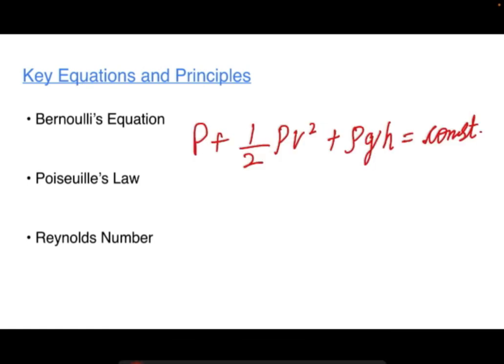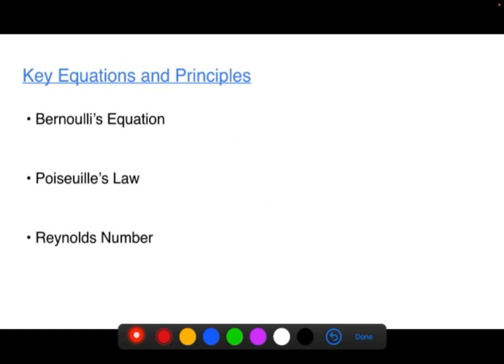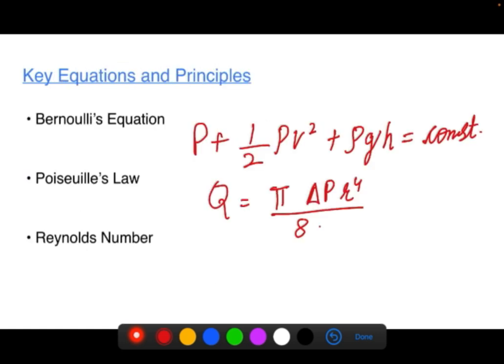Similarly, Poiseuille's law states that the laminar flow rate of an incompressible Newtonian fluid through a long cylindrical pipe of constant cross section is given by the formula Q equals pi delta P r to the power 4 by 8 eta L. Here delta P is the pressure difference, eta is the dynamic viscosity of the fluid, L is the length of the pipe, and r is the radius of the pipe.